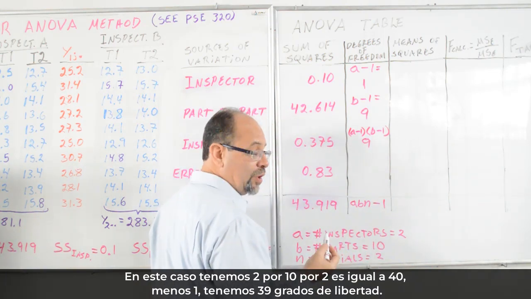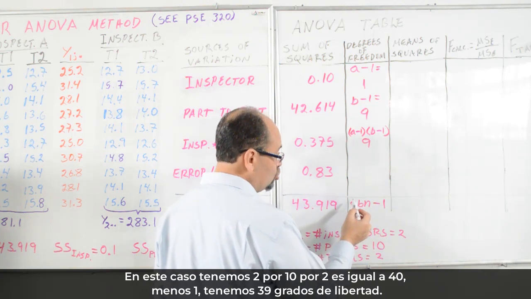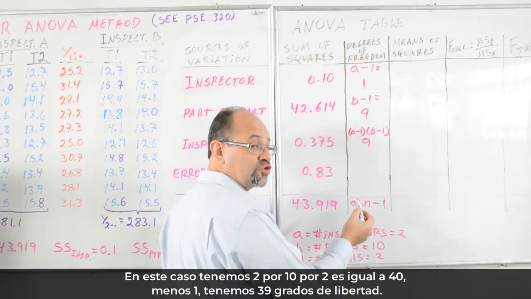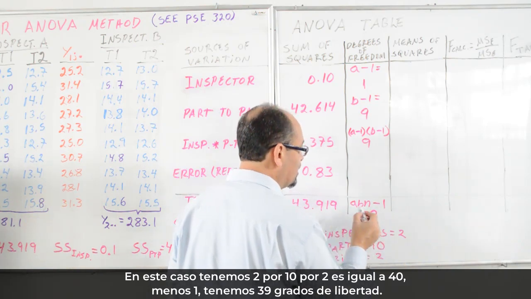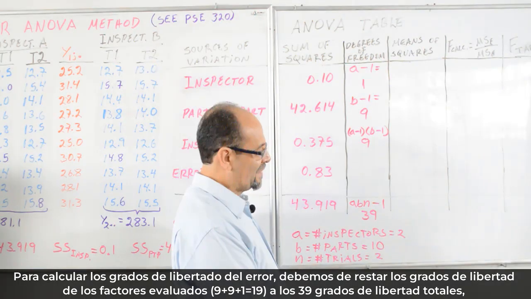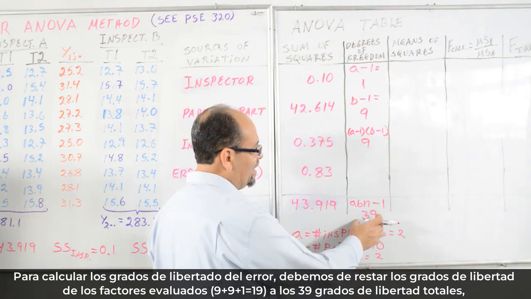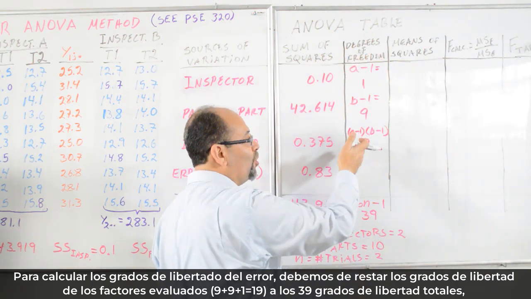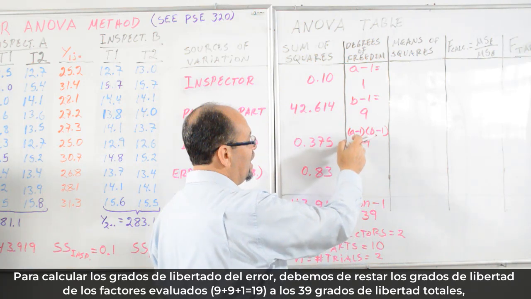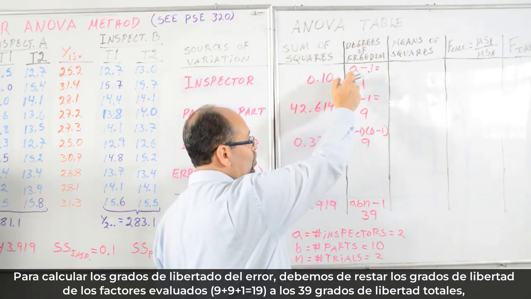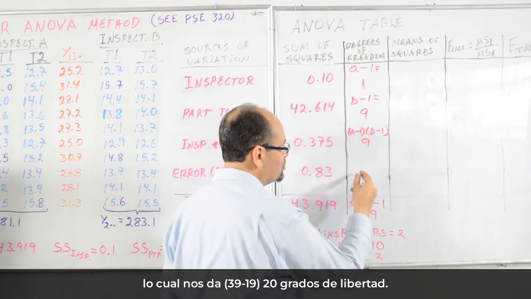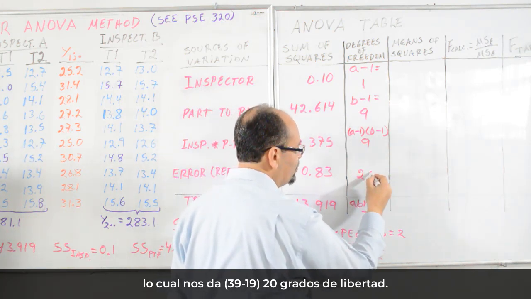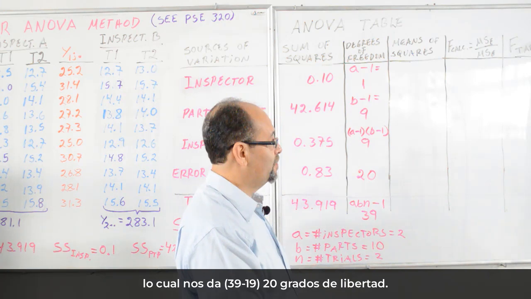In this case, we have 2 times 10 times 2 is 40, minus 1, so we have 39 degrees of freedom. Then from 39, I have to subtract all the other degrees of freedom: 9 plus 9 plus 1, that will be 19. 39 minus 19, so we have here a total of 20 degrees of freedom for the error.